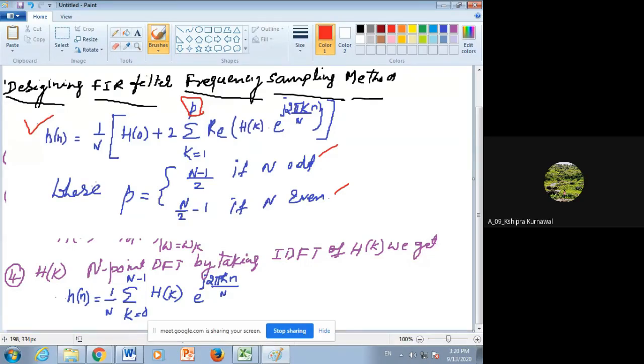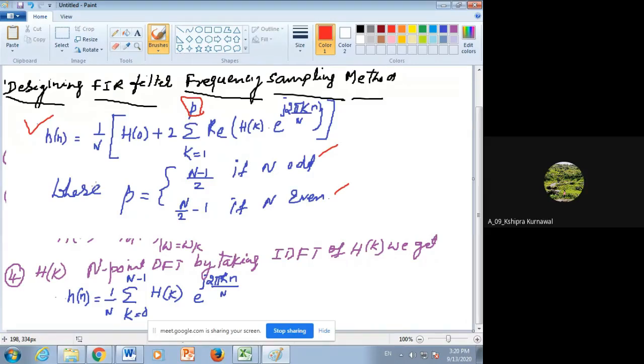Therefore, we can write the final expression of h of n as 1 upon N bracket H of 0 plus 2 into summation k equals 1 to p real part of H of k into e raised to j 2 pi k n by N. Wait, summation k equals 1 to p. What you have written?